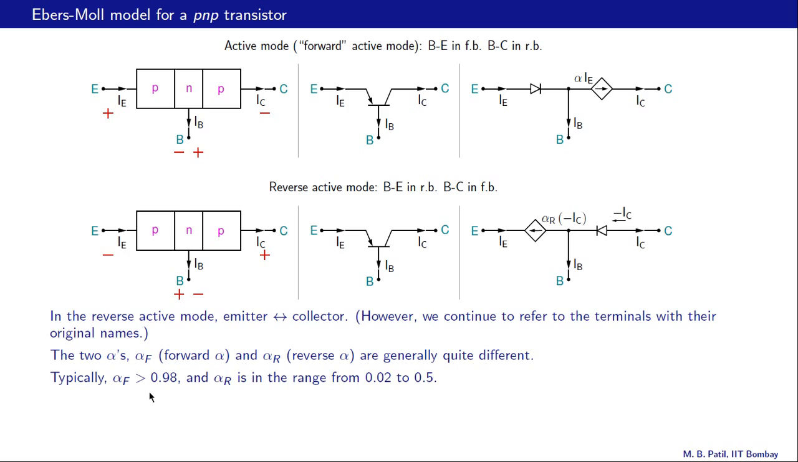Typically alpha F is much closer to 1. For example, it could be greater than 0.98. Alpha R is small compared to 1, and it could be as small as 0.02. And as a result, the corresponding current gains, beta F corresponding to this alpha F and beta R corresponding to this alpha R, also differ very significantly, since beta is alpha over 1 minus alpha.